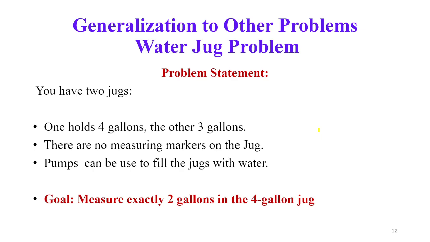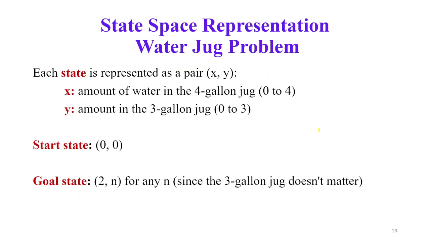So what is the goal here? We have to measure exactly 2 gallons of water in the 4-gallon jug. That is the exact thing. You have to bring it as a goal. The main point you have to understand here is there are no markings on your jug. You have just a jug with nothing, no markings, no measurements. That's a great challenge. So how to achieve this? Here the understanding for us is the state space representation.